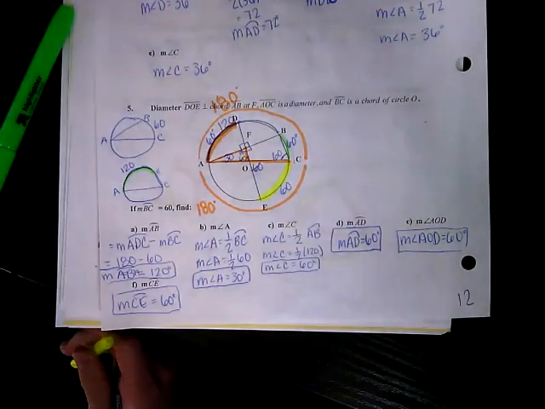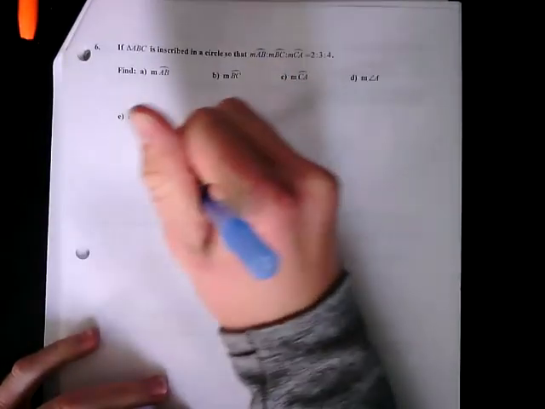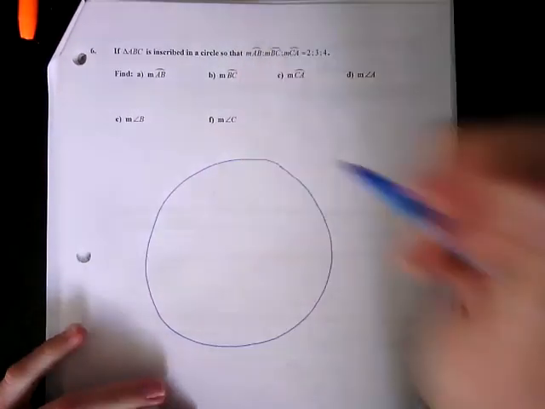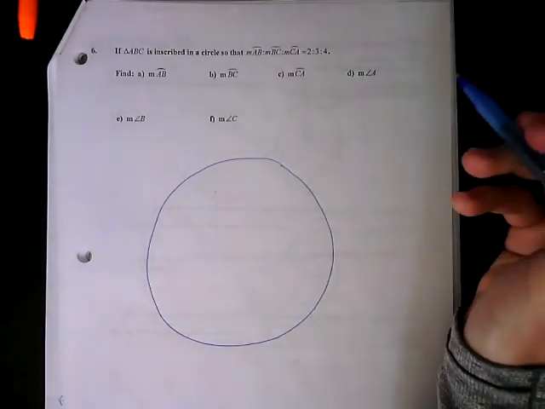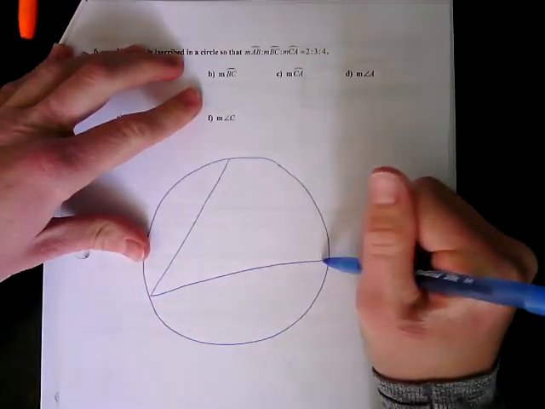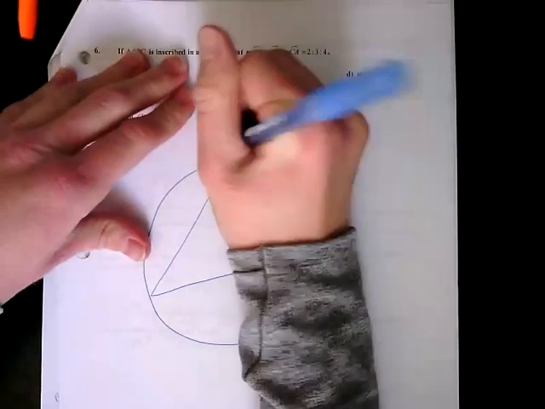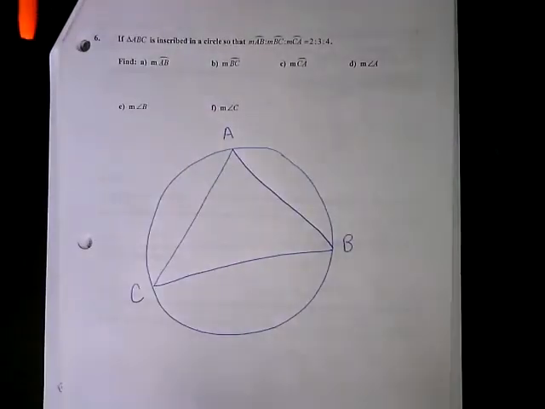All right, so we have just a little bit left. We have one more example, so let's go ahead and look at that example. This one, we have to draw a diagram. If triangle ABC is inscribed in a circle, then the angles are on the circle. So we have angle A, B, C.